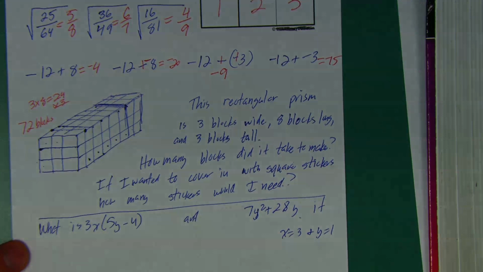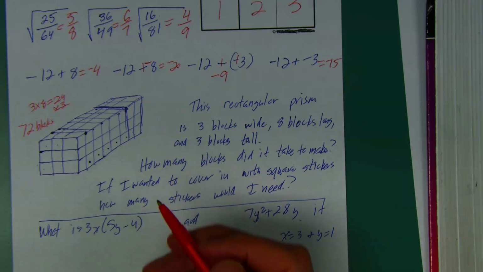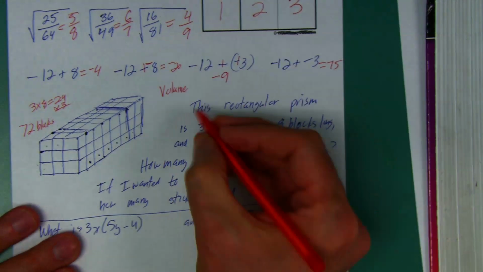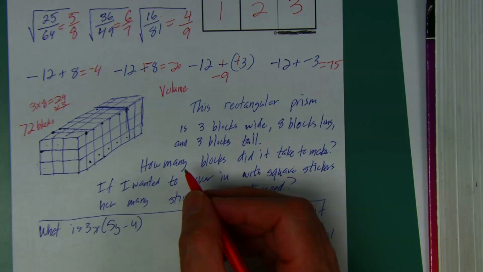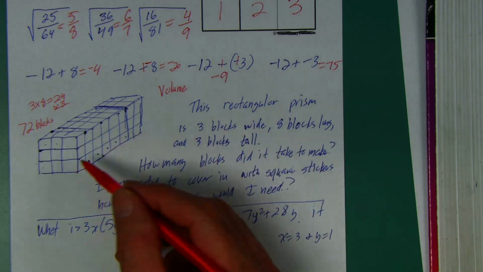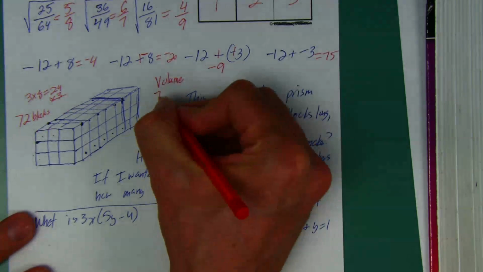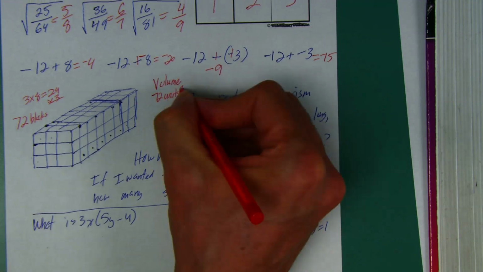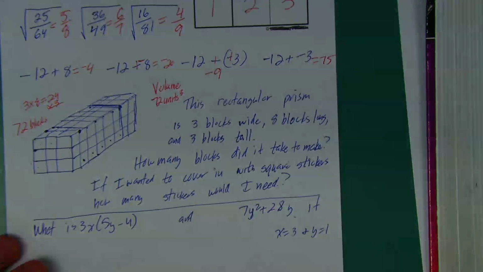Okay. Now, if this was a normal problem, they wouldn't be talking about blocks. They'd say, what is the volume of this? I know you think volume, that's when you turn it up, right? The volume of this shape, you're talking about how much space it takes up. And the volume is the area of the top times how tall it is. So that's going to be 72 units cubed, right? Remember, cubed is 3D, 3 dimensions.